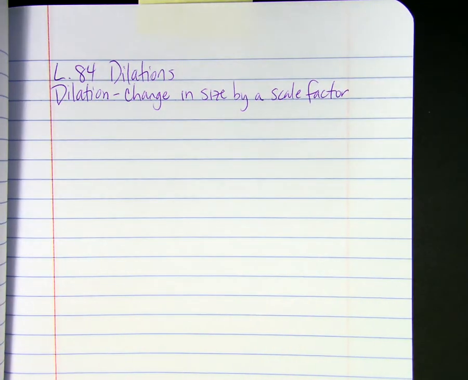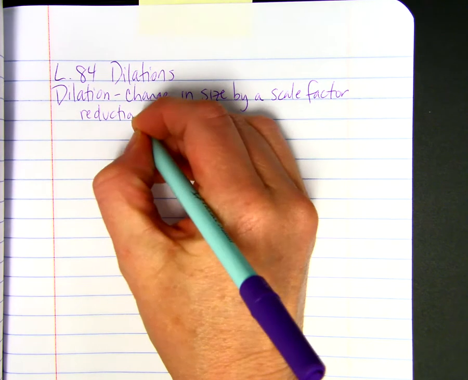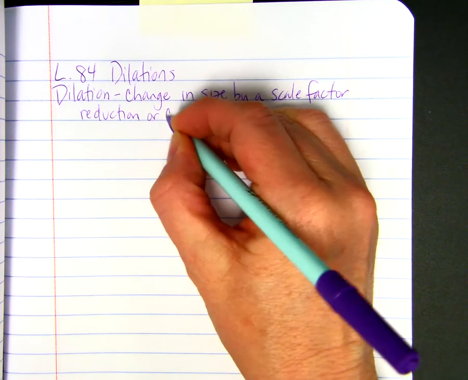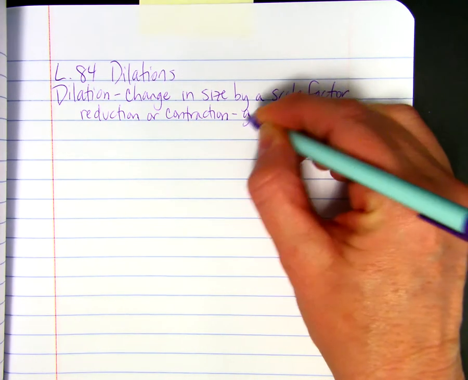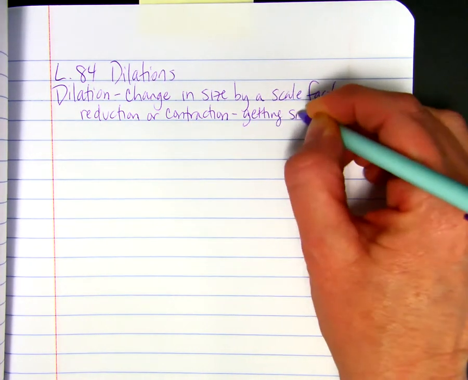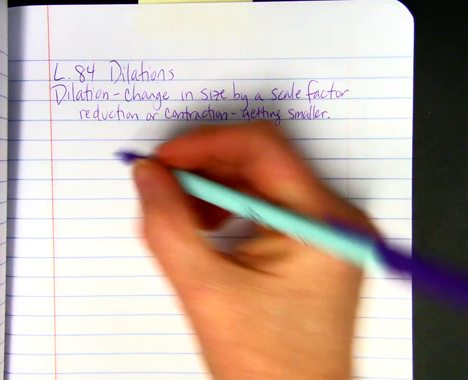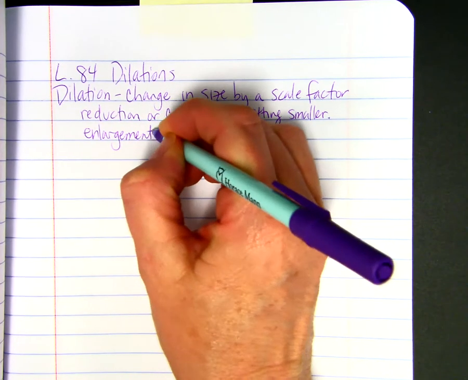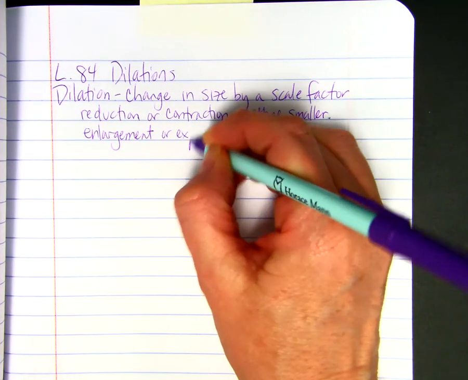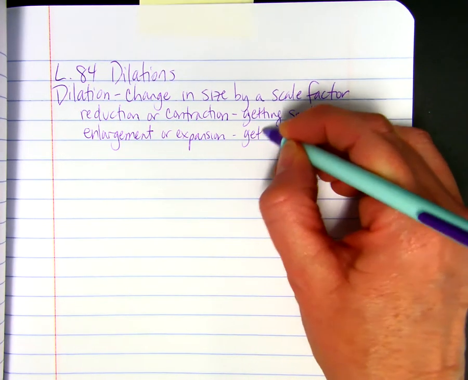So if the scale factor is less than 1, then you have a reduction, or sometimes it's called a contraction, which means it's getting smaller. If the scale factor is greater than 1, then we have what's called an enlargement or expansion. And that just means that it's getting larger.